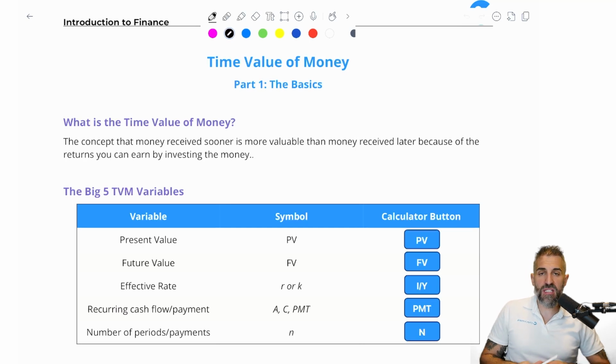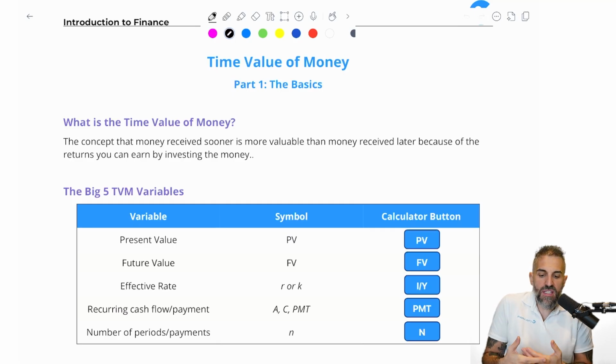Time value of money is basically the math behind everything in finance. So your credit card, for example, right? Like when you put stuff on your credit card and you have to pay interest, and when you borrow money, when you save money, when you invest in stocks, when you invest in bonds, like anything that has to do with finance, the math behind it is what we're going to see here.